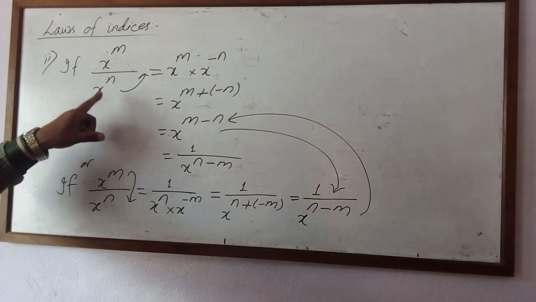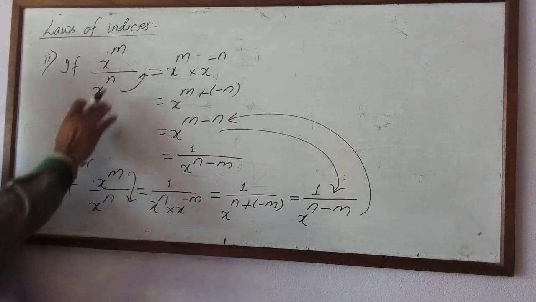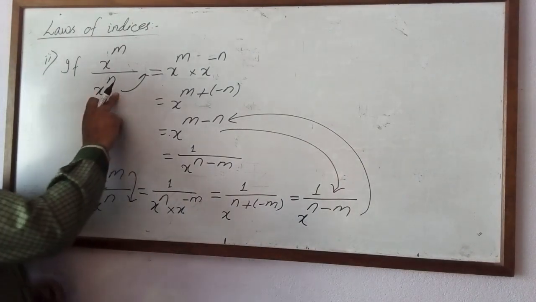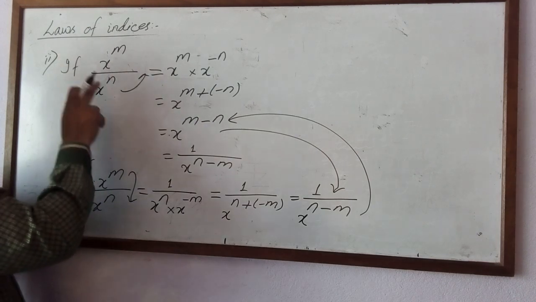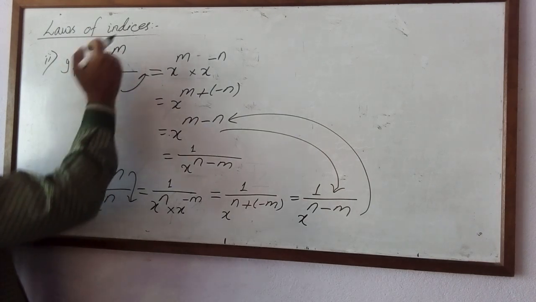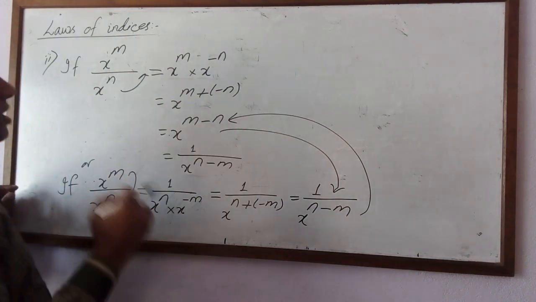Now you have to understand, from here, this rule number 2, laws of indices, what it says: that we can change any factor from numerator to denominator, denominator to numerator. Remember that it is a factor. We can change, but we have to change the sign of the power.